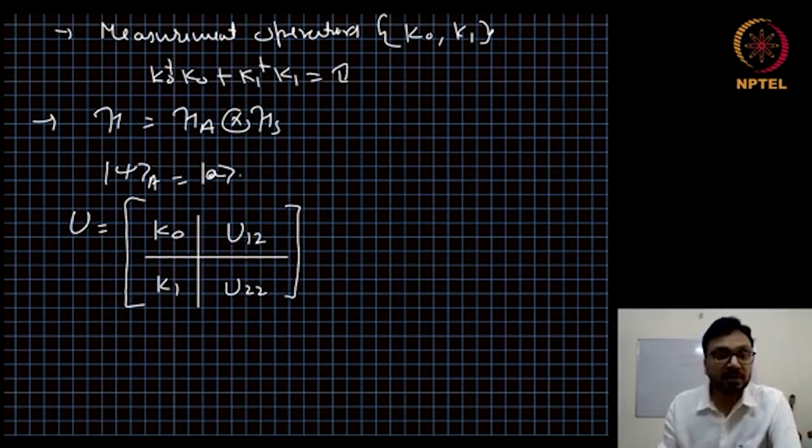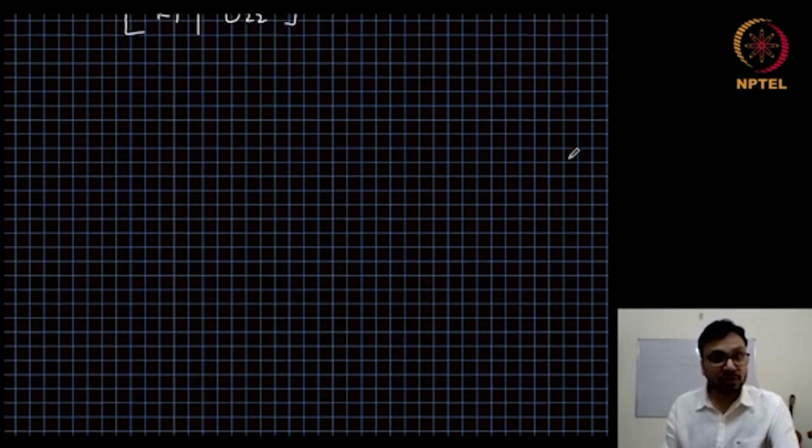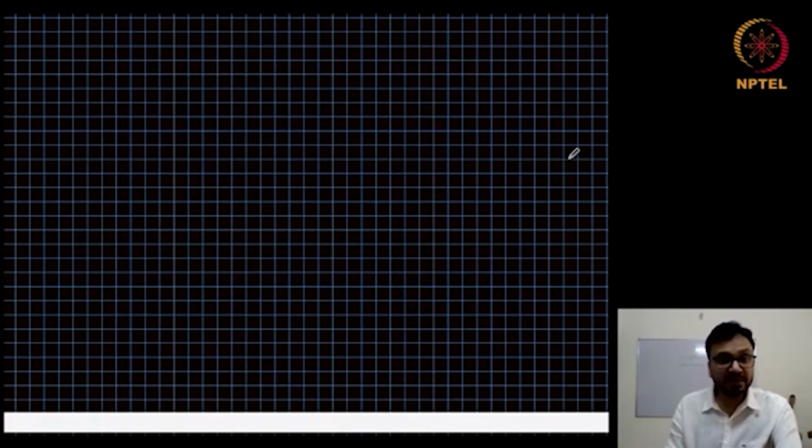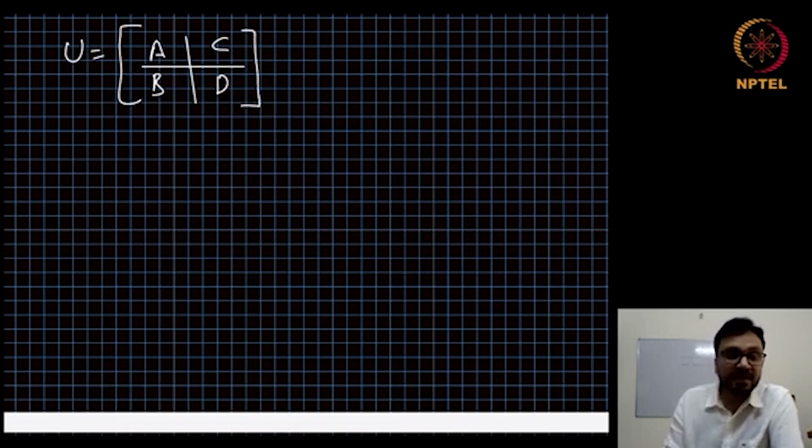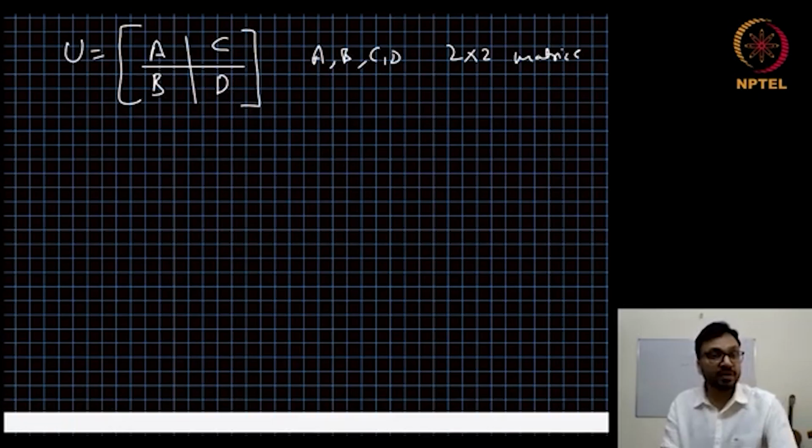So let us say we have U12 and U22. Now, how to implement this arbitrary unitary on the polarization and path degree of freedom in a combined fashion is a challenge. So let us tackle that problem first. Let us say we are given a unitary U, which is of the form A, B, C, D, where A, B, C, and D are 2 by 2 complex matrices, such that the total U is a unitary.